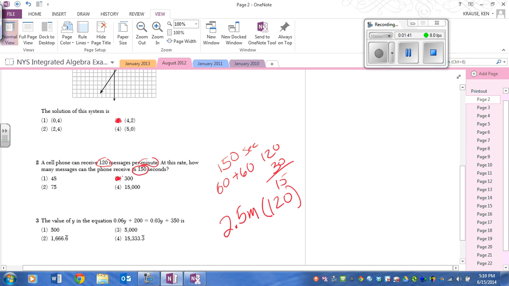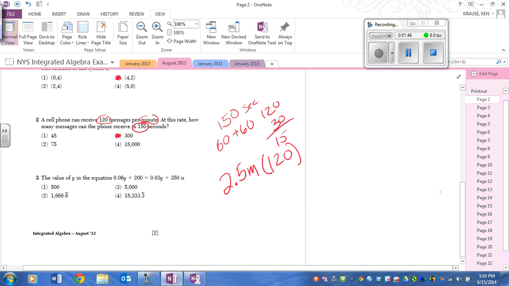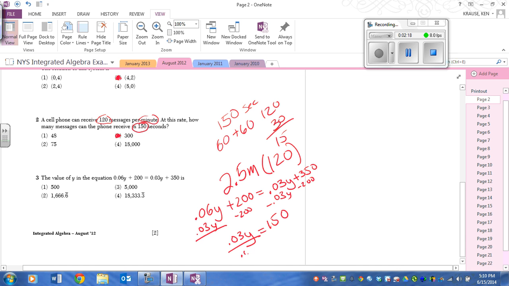All right. The value of y in the equation is, wow, this one's not very easy. I'm definitely going to calculate for this one. Let's see. 0.06y plus 200 equals 0.03y plus 350. So I'm going to subtract 0.03y. So I get 0.03y on this side. Then I'll subtract the 200, and I get equals 150. Divide by 0.03.